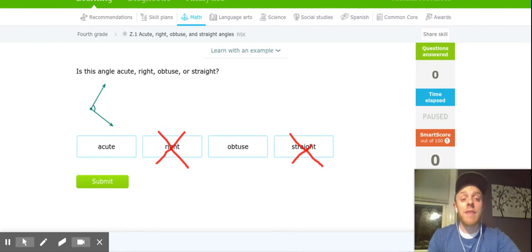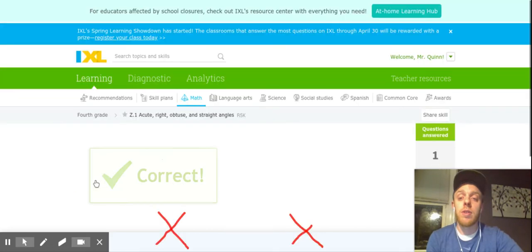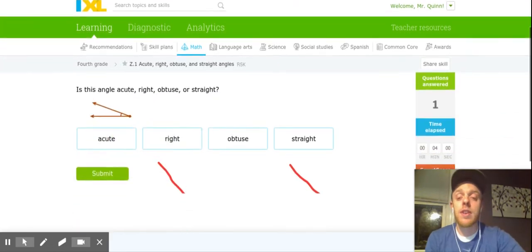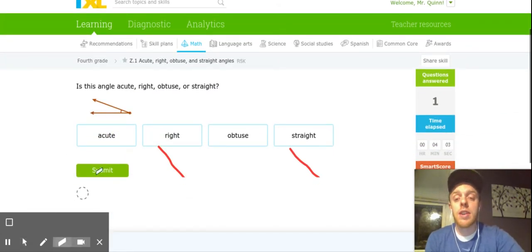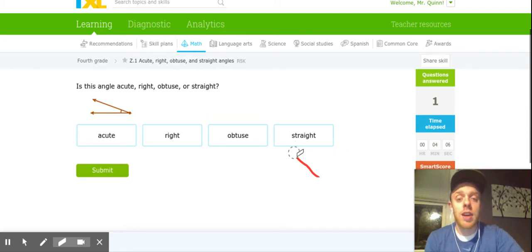So now you just have to decide, is it bigger than 90 degrees or smaller? For me, I feel like this is bigger. So I'm going to select that this is an obtuse angle. And sure enough, that's what it was. So that's great. So I'm going to go ahead and erase those marks that I made when I was slashing the trash. Let's do maybe two more.